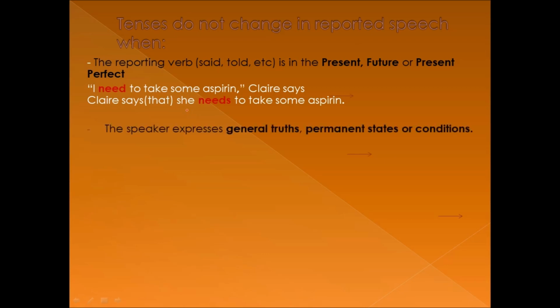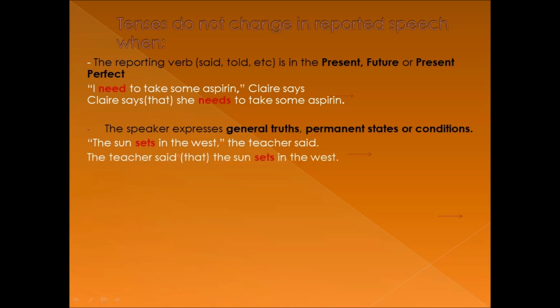Another case is when the speaker expresses a general truth, permanent state, or condition. The sun sets in the west, the teacher said. The teacher said the sun sets in the west. Even though in this case we have the introductory verb in past simple, not like in the first one, which is in present simple, the sentence that the teacher says is a general truth. Like, for example, Pristina is the capital city of Kosovo. It's a truth, so we don't need to change the tense here.